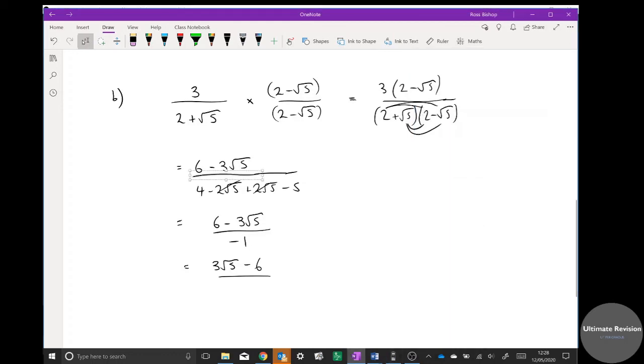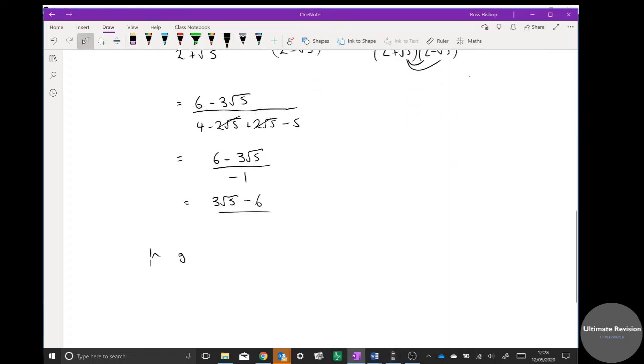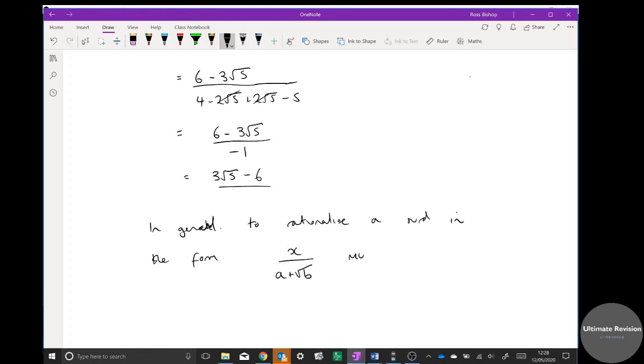Okay, so in general, to rationalise a surd in the form x over, I don't know, let's put a plus root b, you must multiply top and bottom by a minus root b.